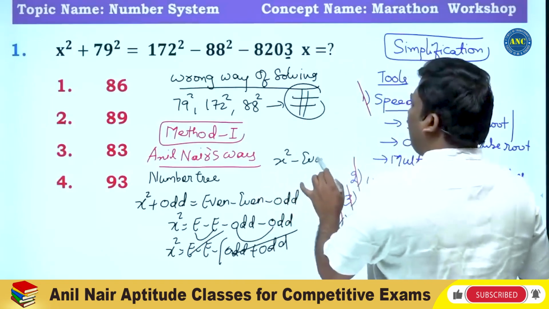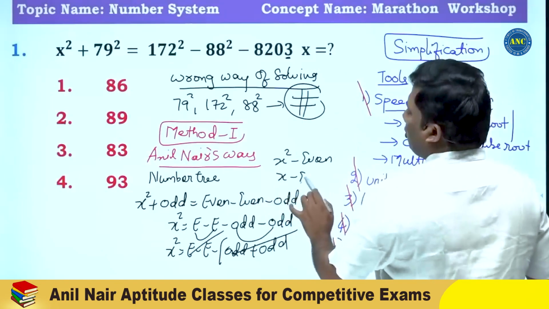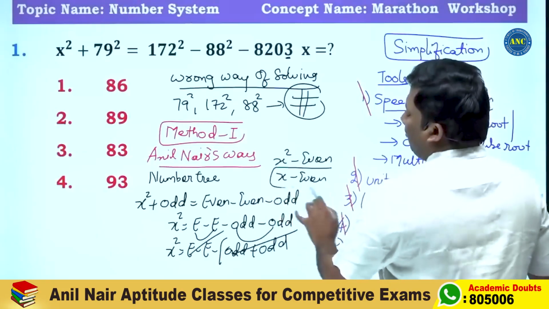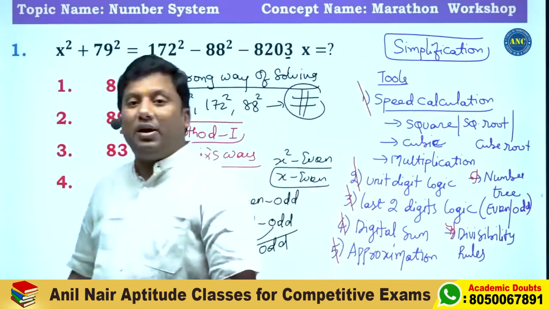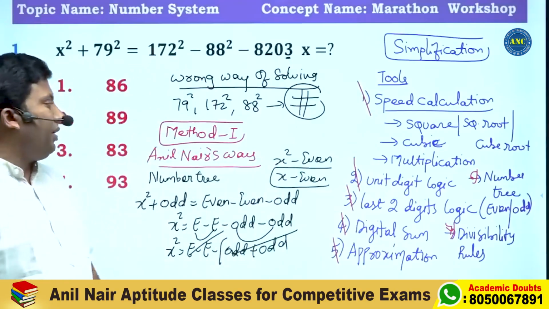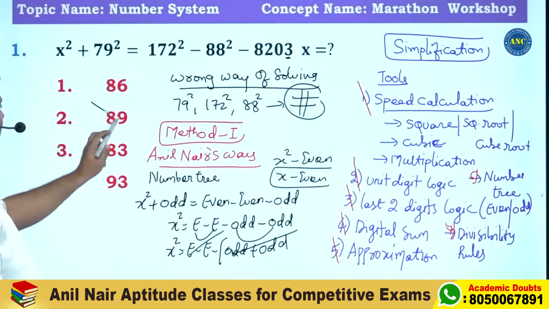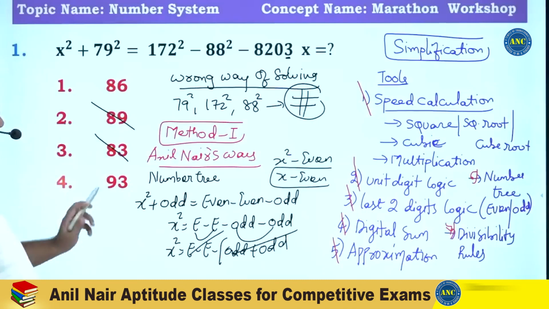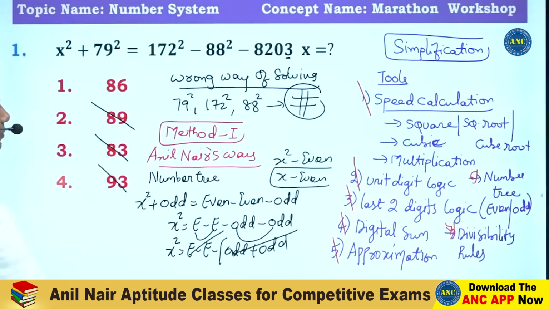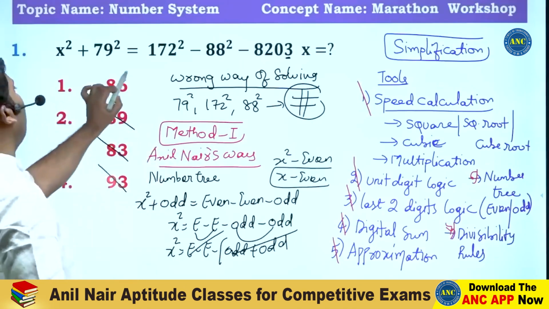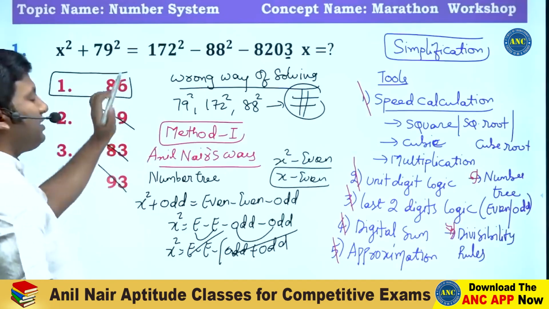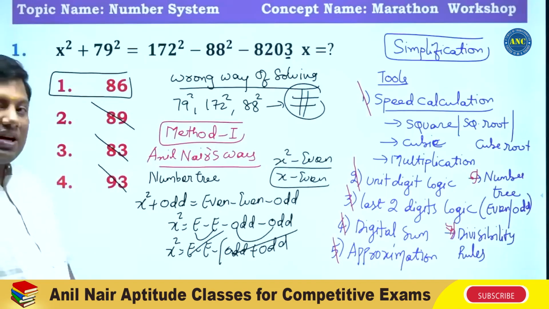X square is even. That means x should be even. Which number squared will give me an even number? That number should be an even number. This is an odd number. So, just by looking at the question, I got the answer as 86.